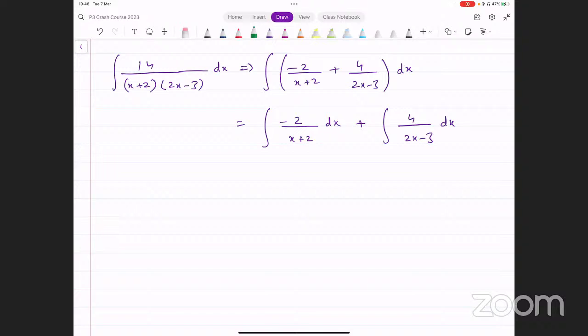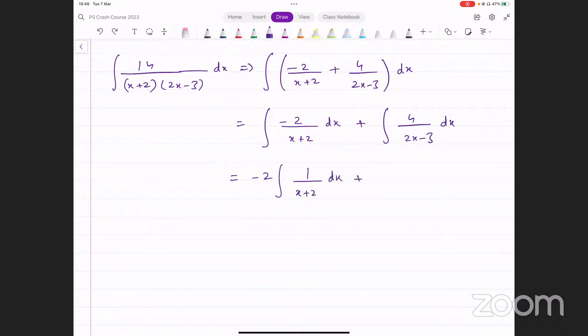What about the log form? Do we have the derivative of the denominator in the numerator? The derivative of x plus 2 is 1. If we have 1 in the numerator, we could convert it to log form. So all we have to do is write minus 2 outside the integral, and inside the integral we would be left with 1 over x plus 2. And now this is the log form.